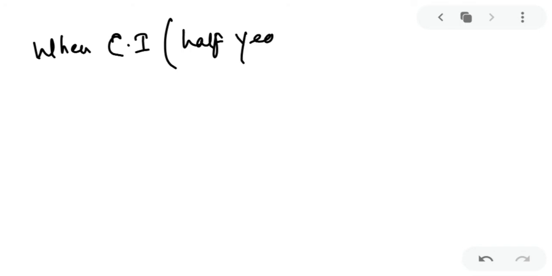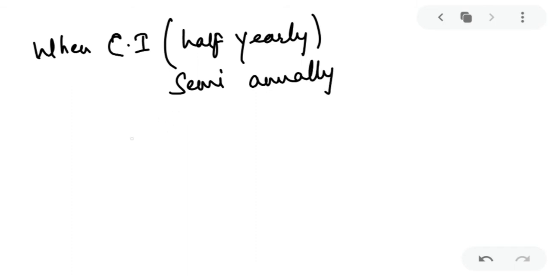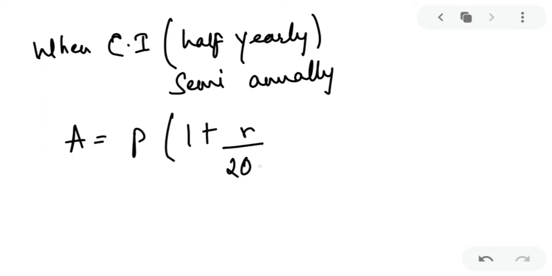My dear kids, your next formula is when the interest is compounded half yearly. It is also called semi-annually. In that case, your formula for amount becomes principal (1 + R/200)^2N.